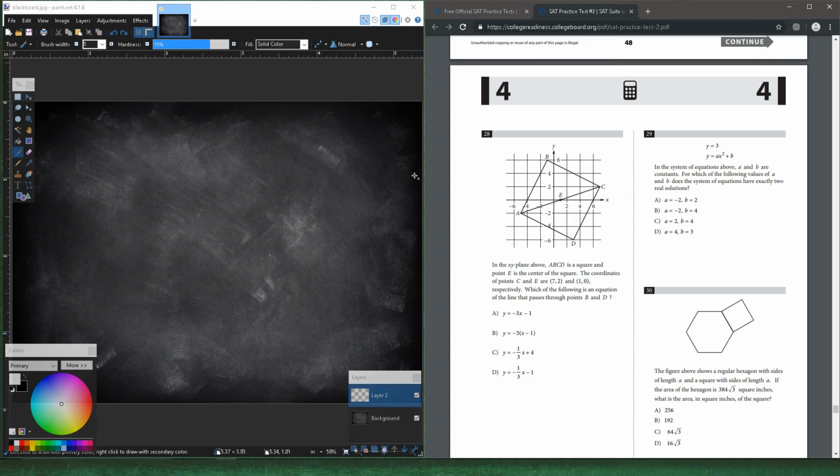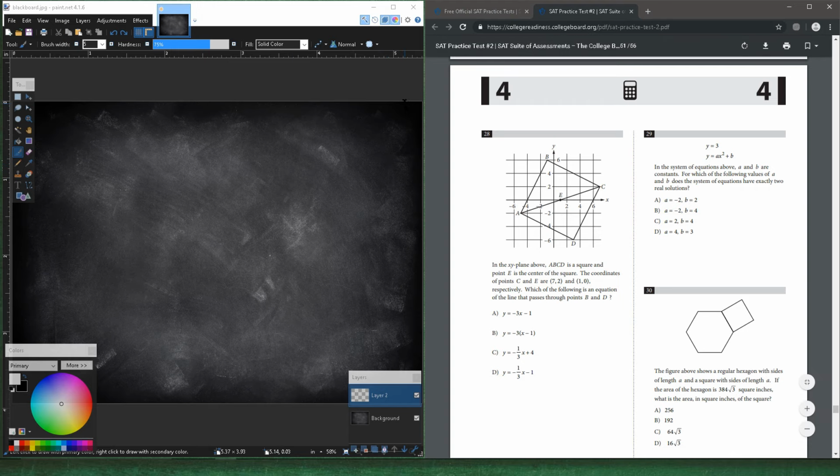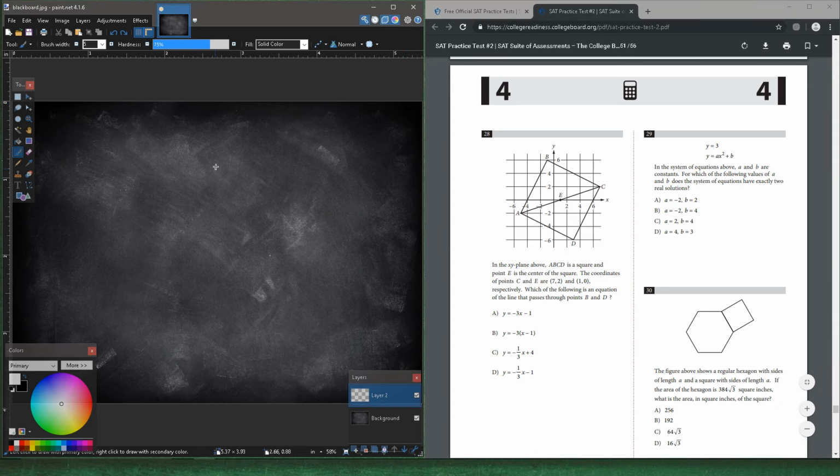For the system of equations above, A and B are constants. For which of the following values of A and B does the system of equations have exactly two real solutions? Values of A and B. So basically, let's just plug in all the answers. So if A is -2 and B is equal to 2, actually, never mind. You don't want to plug in the answers. You want to make a graph.